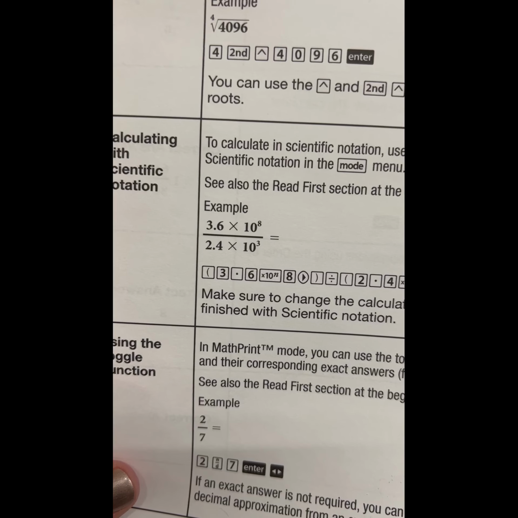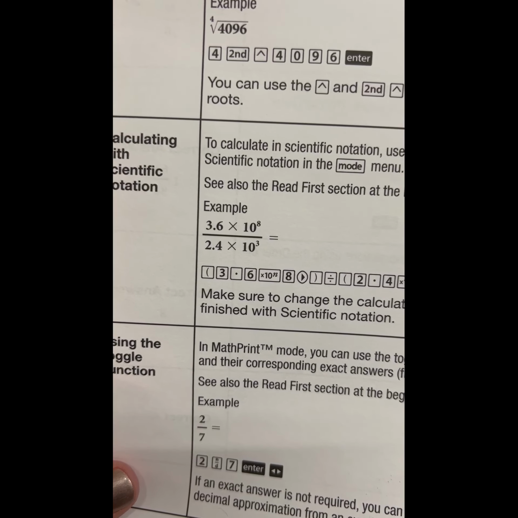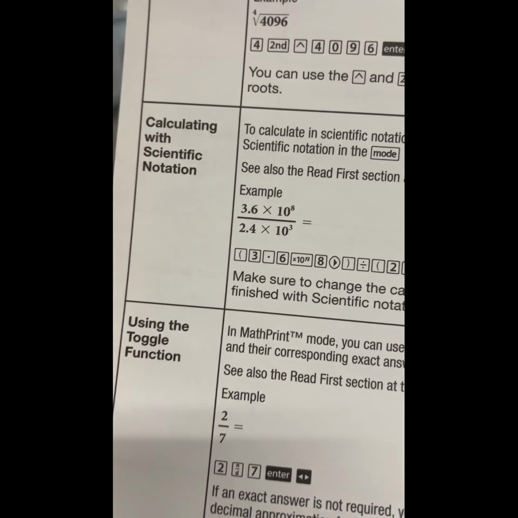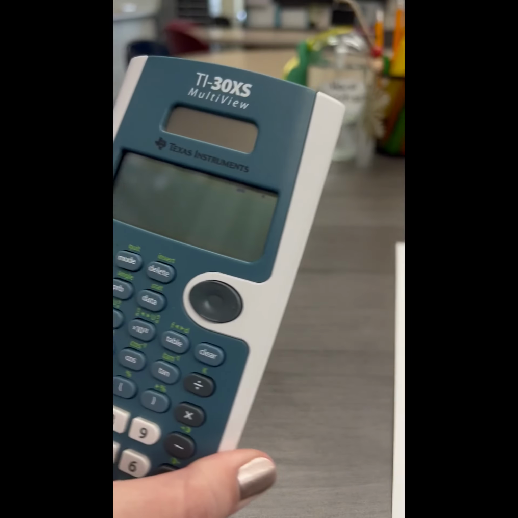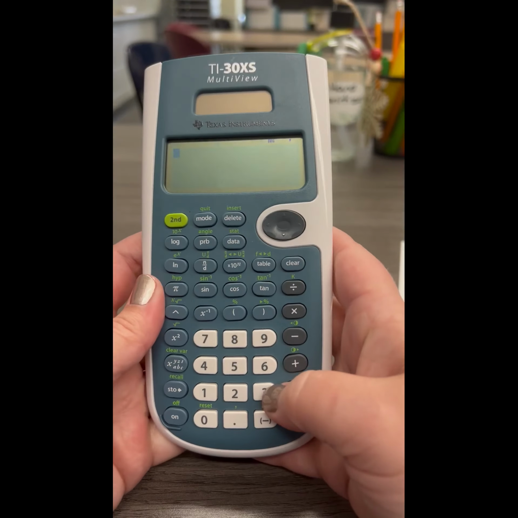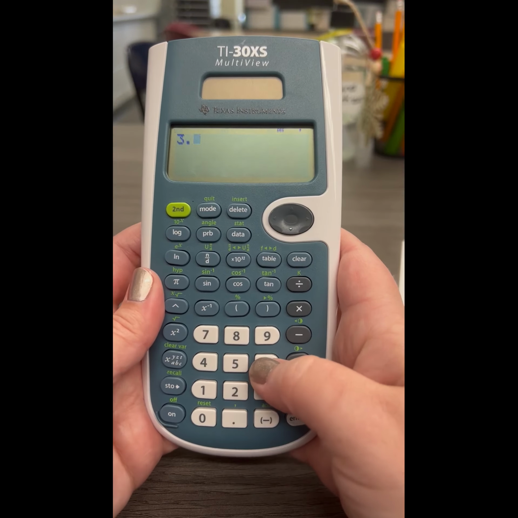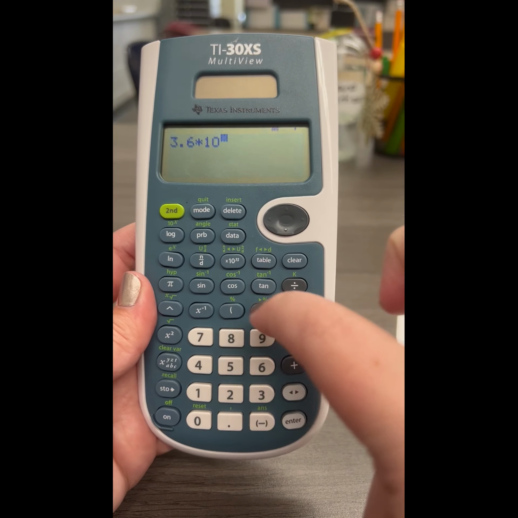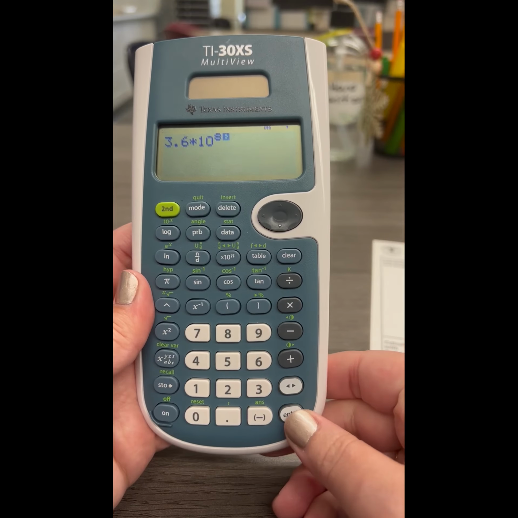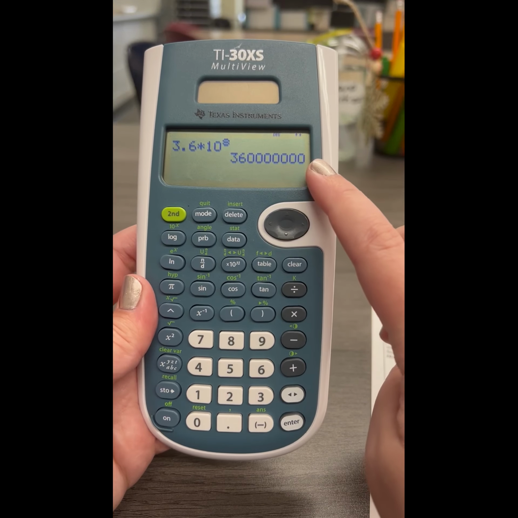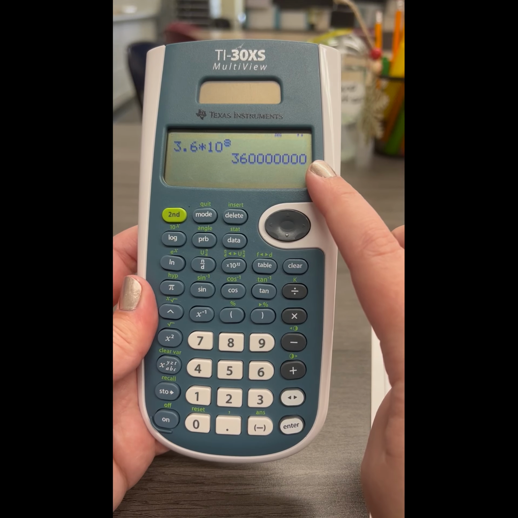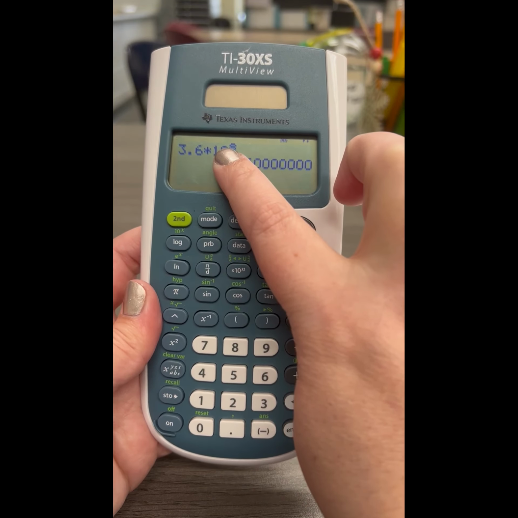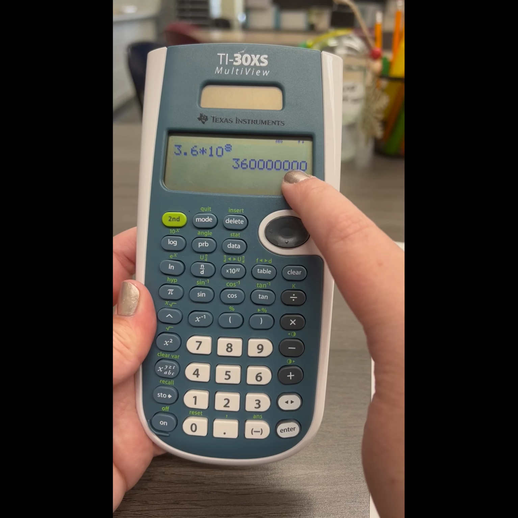But if you're going to put something like this into your calculator, well, let's break it up. Let's just do that 3.6 times 10 to the 8th first. So on our calculators, we're going to do 3.6, and then we're going to use this button, times 10 to the 8, and then press enter. So that's what it looks like in what we call standard notation. So scientific notation has that times 10 to the something. Standard notation looks like this.